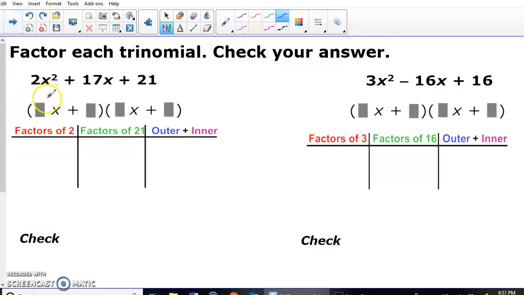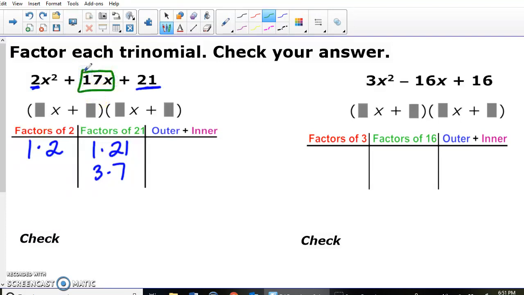So the way we're going to do this is start with our factors of our a value. So in this case it's 2. So factors of 2 would be 1 times 2. Okay, then my factors of 21, this is just like last lesson. My factors of 21 then would be 1 and 21 and 3 and 7. Now where it's going to get a little bit different is we are going to need to find what combination of outer and inner terms, when we multiply them, will they then add together to get me to 17.